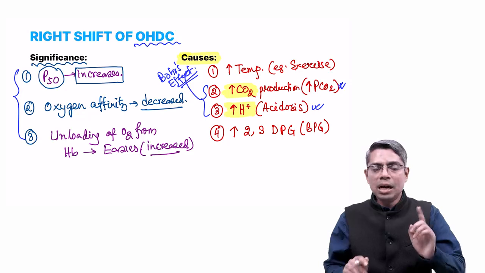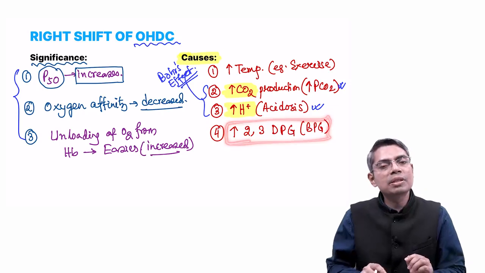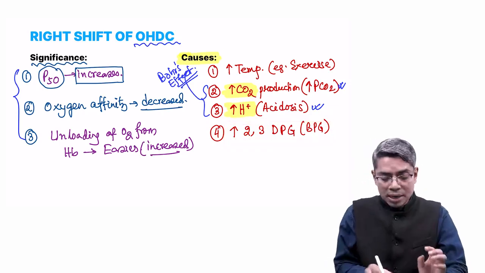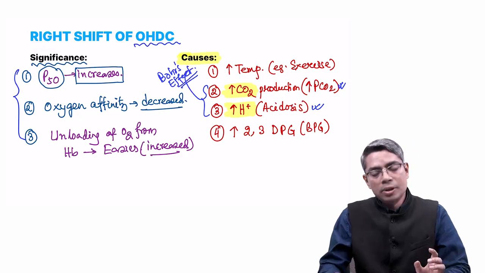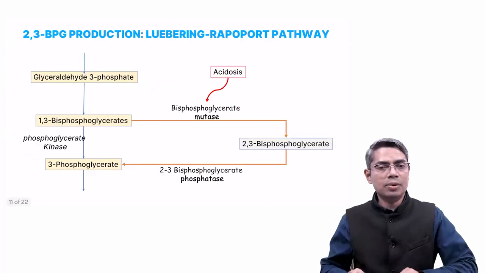Got it? So now we will try to understand the causes of increased 2,3-DPG production inside the RBC, so that right shifting is going to happen. So now we are concentrating on this 2,3-DPG. Multiple MCQs have been asked from this topic.